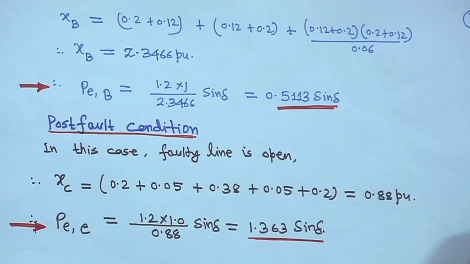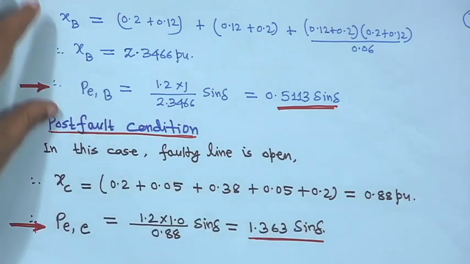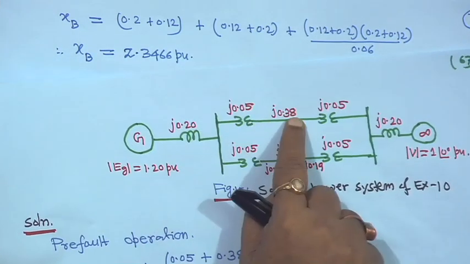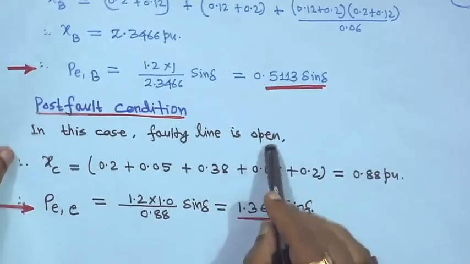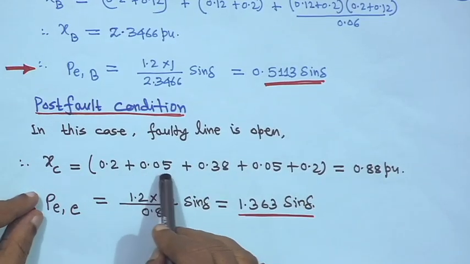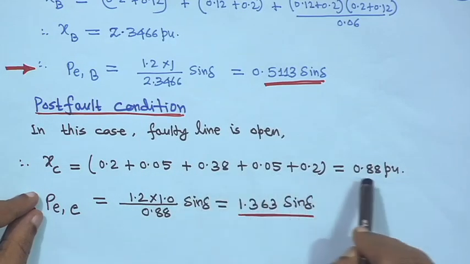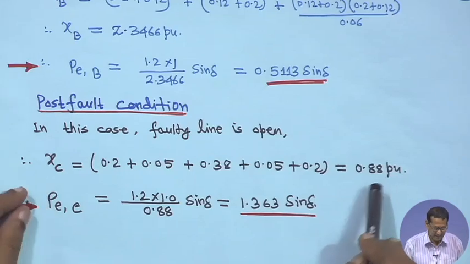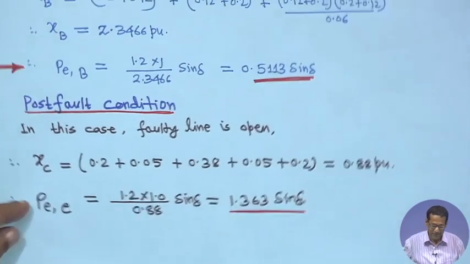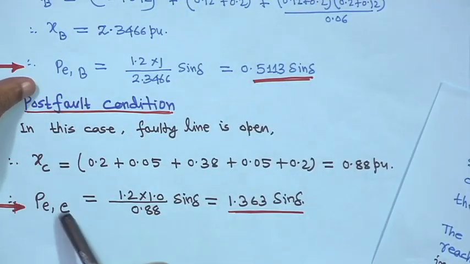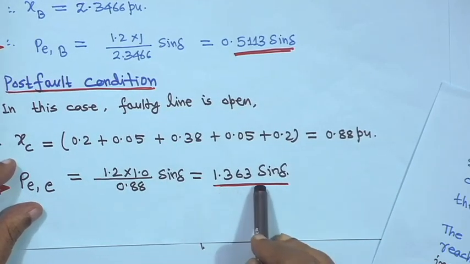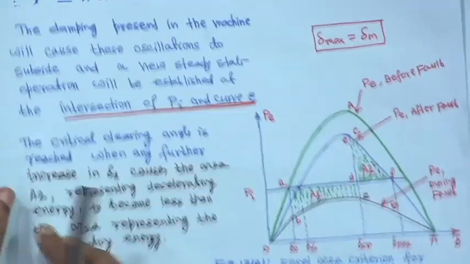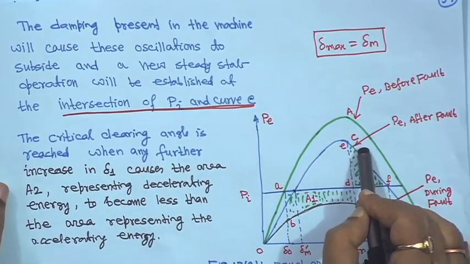In that case, just add all the reactances, this one and this one, because the faulty line is open. So, x c is equal to 0.2 plus 0.05 plus 0.38 plus 0.05 plus 0.2, equal to 0.88 per unit. That means for curve C, after fault, this is x c, and P E C is equal to 1.2 into 1.0 upon 0.88 sin delta, equal to 1.363 sin delta. That means the graph C is 1.363 sin delta.